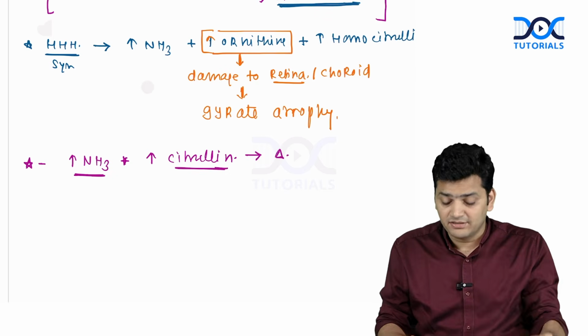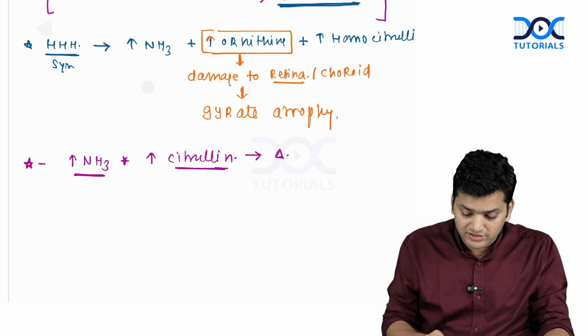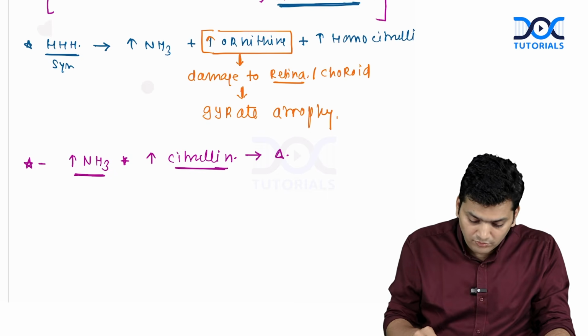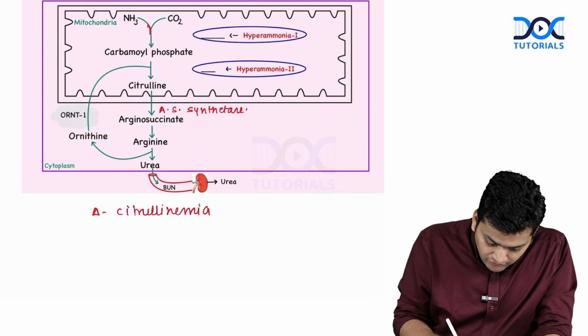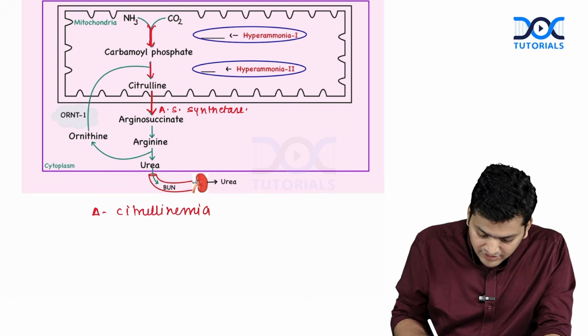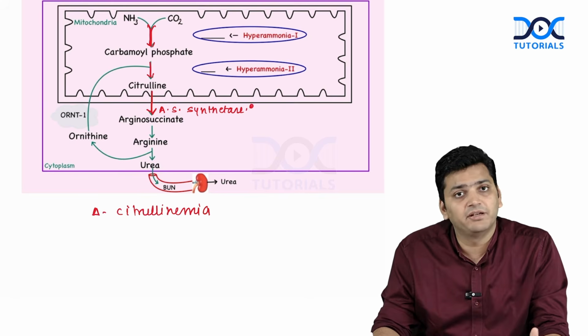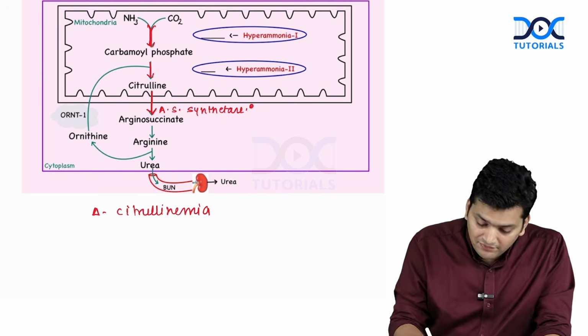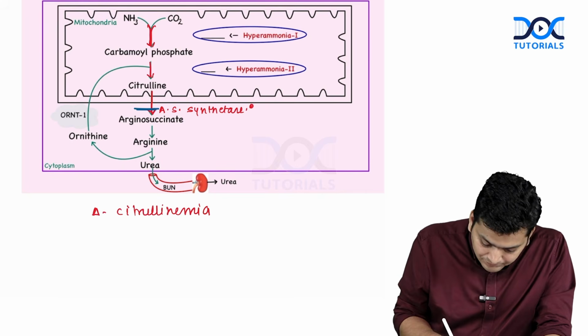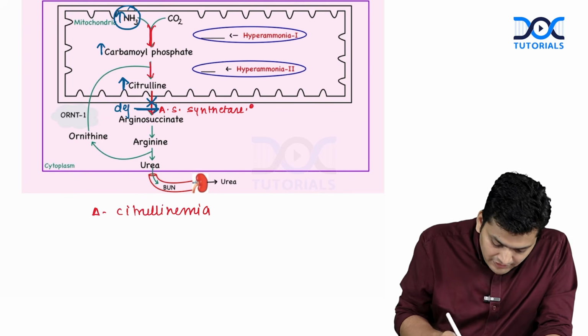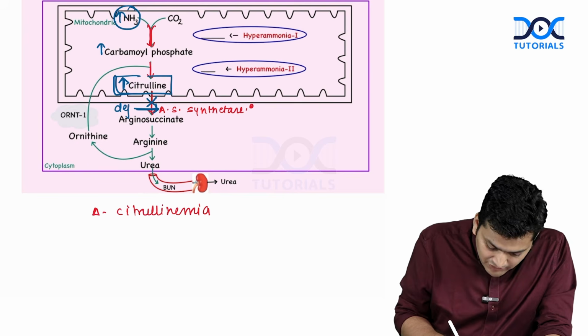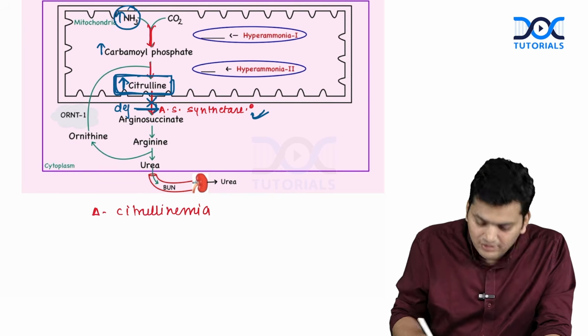So you will answer this question. Where is the problem? If the citrulline is more, ammonia is more as well. See here, for example, here is the ammonia, it converts into carbamoyl phosphate, then it converts into citrulline, then it converts into arginosuccinate with the help of the enzyme arginosuccinate synthetase. If there is deficiency of this enzyme, this reaction will not occur. Citrulline will increase, this will increase, this will increase. So if there is increase in the ammonia with increase in the citrulline, where is the problem?